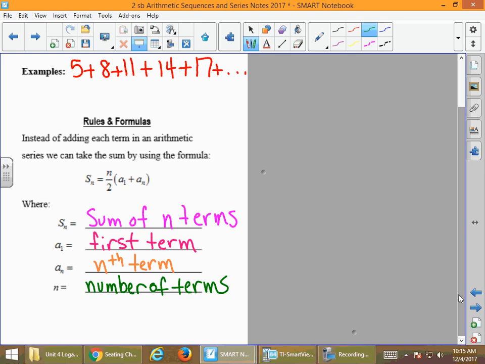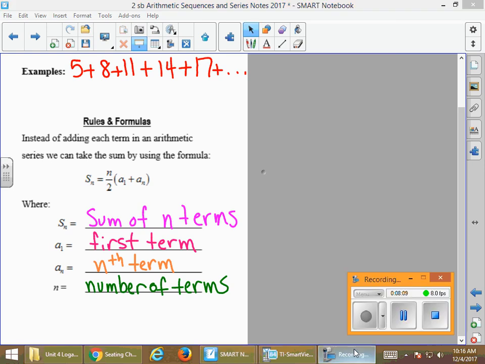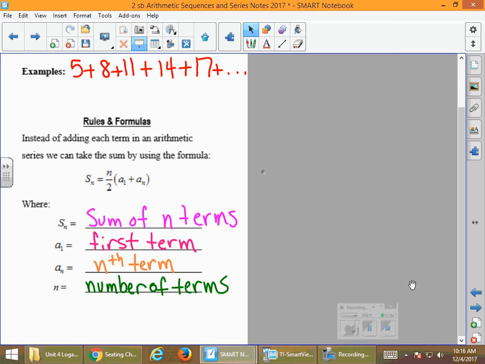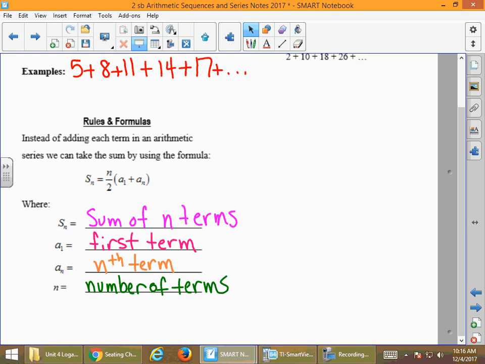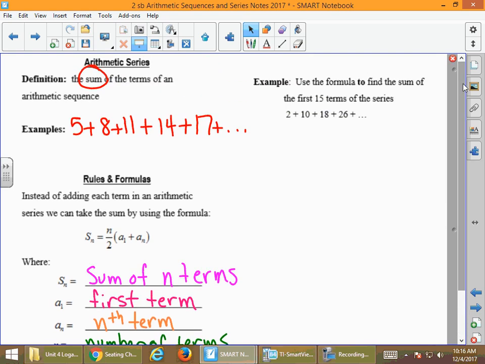And let's try a quick example here. Use a formula to find the sum of the first 15 terms of the series 2 plus 10 plus 18 plus 26. And go left. Even if you have to go across that line on your paper, go as far left as you can, because you need the space.